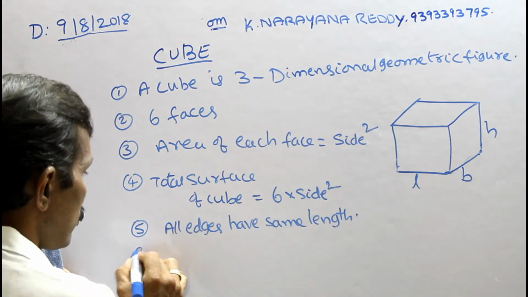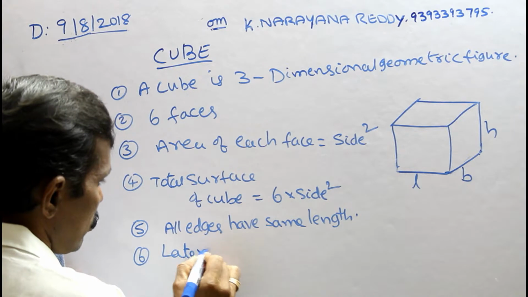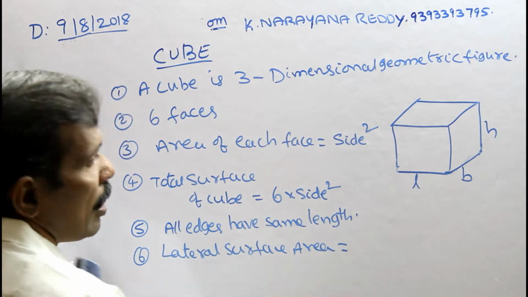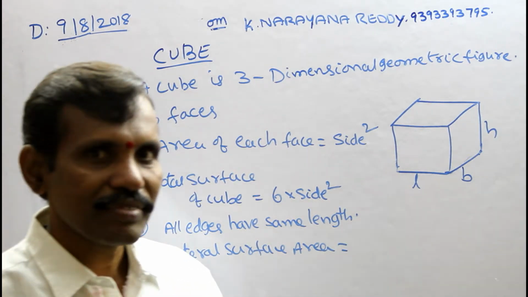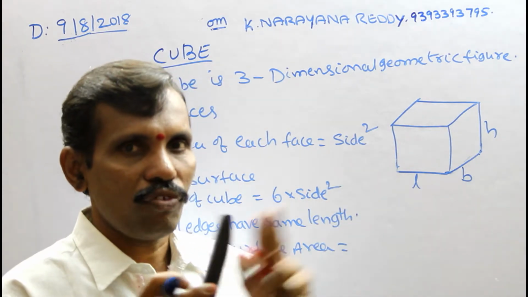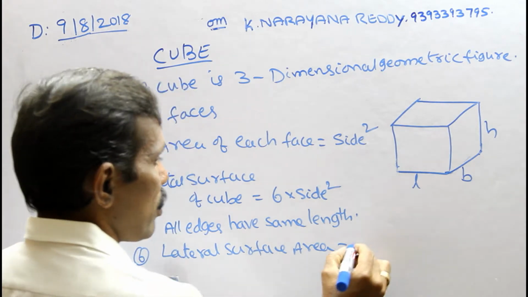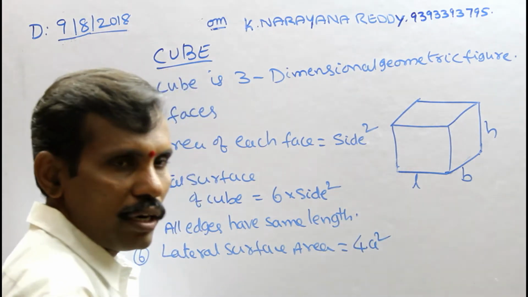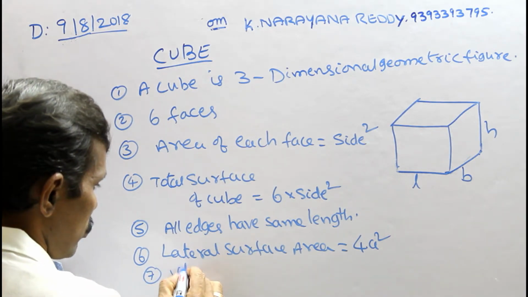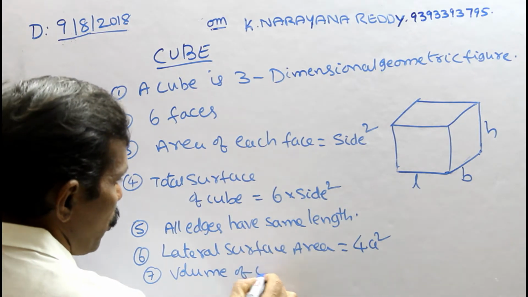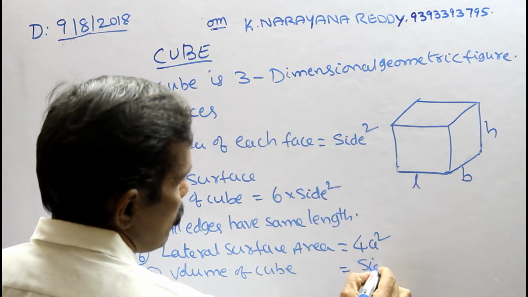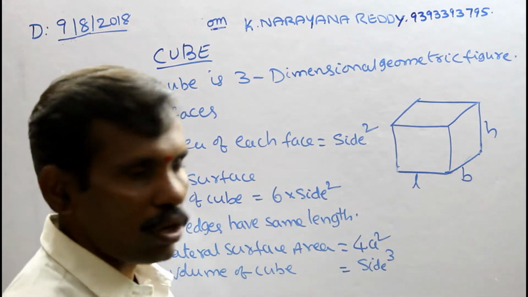Lateral surface area. Lateral means what? Lateral means we are taking only the sides. 4 sides, that's all. So 4a square. Next one is volume. Volume of a cube is equal to side cube. Side cube, that is the volume.